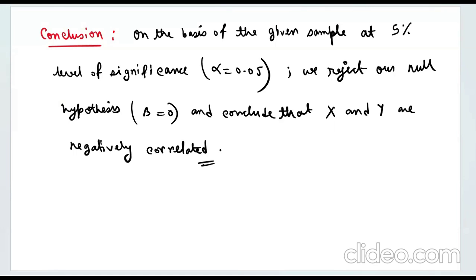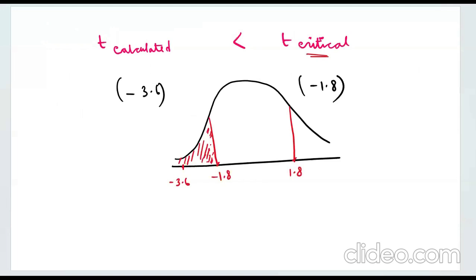Or you can write that on the basis of the given sample, we find no reason to accept H naught. We reject H naught, and hence we conclude that X and Y are negatively correlated. So we have enough statistically significant reasoning of saying that yes, X and Y are negatively correlated. Since the T calculated value is less than the T critical value, the calculated value falls in the rejection region and hence we reject H naught. Rejection region means rejection of H naught.